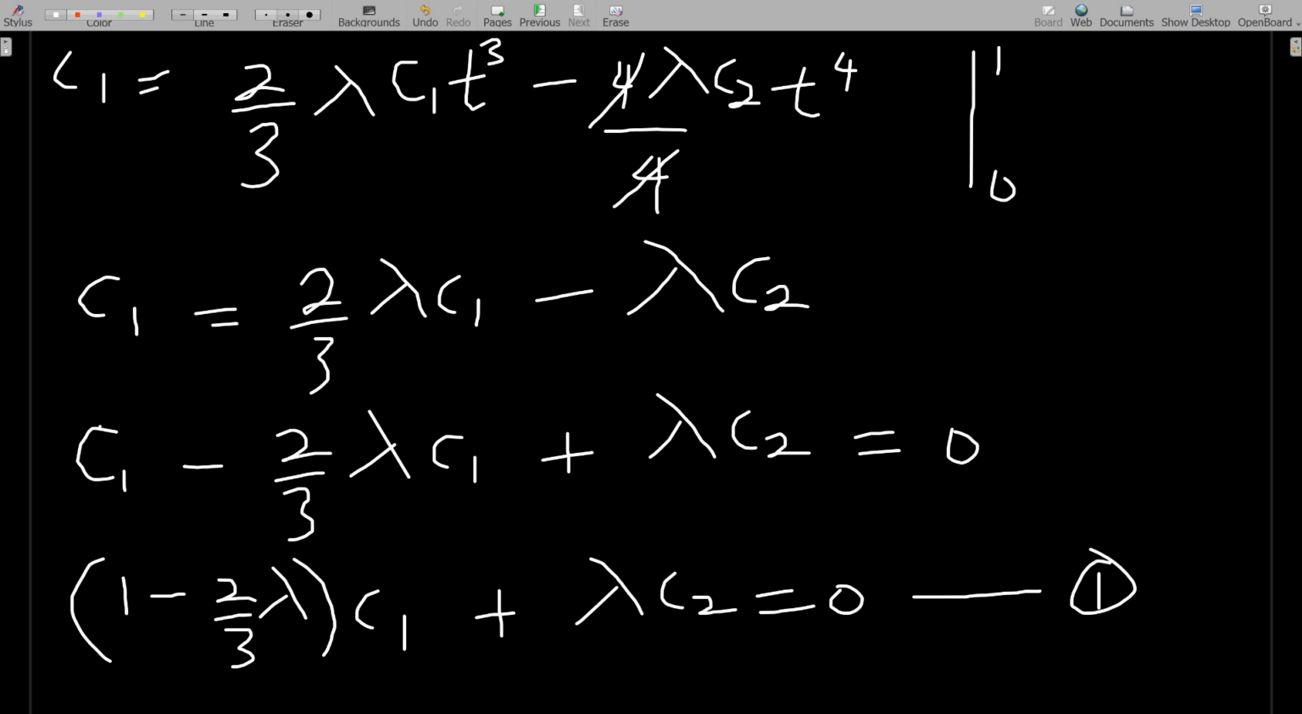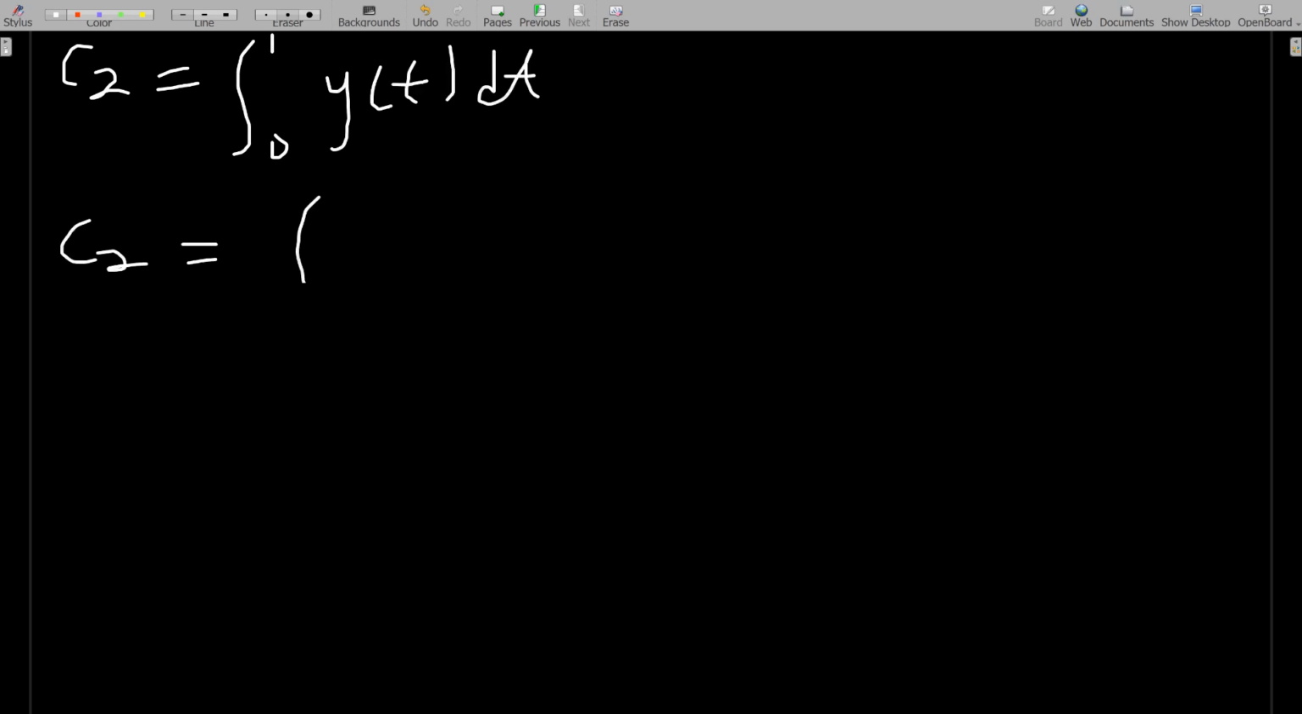That is my first equation, equation 1. Then I go to finding c2, as c2 was given as the integral from 0 to 1 of y of t dt. So you just put your y of t in. Y of t, we said, is equal to what?